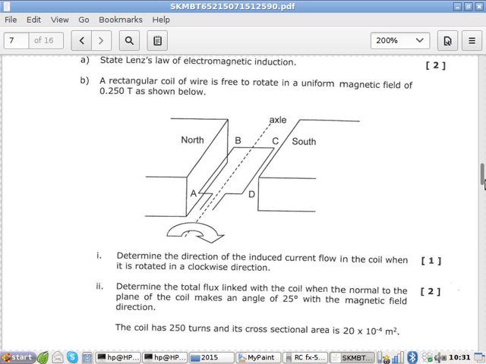What rule is this? We have to work out the current. Is the current going ABCD or DCBA? So which is this, left hand, right hand? Which rule is this? Right hand. So let's look at A to B. From A to B, which direction is the force? And look at the way the wheel is turning. Think about how you want to make the wheel turn.